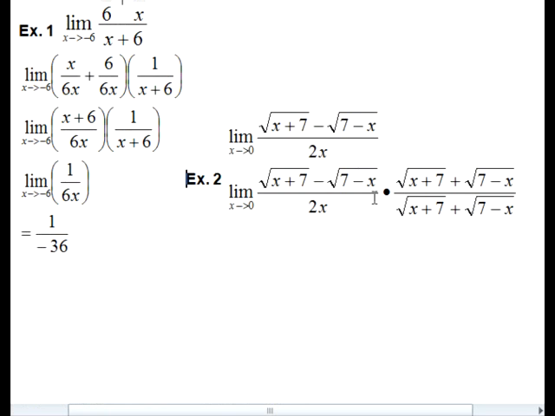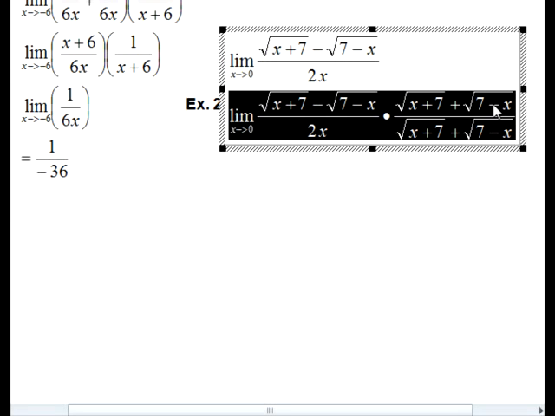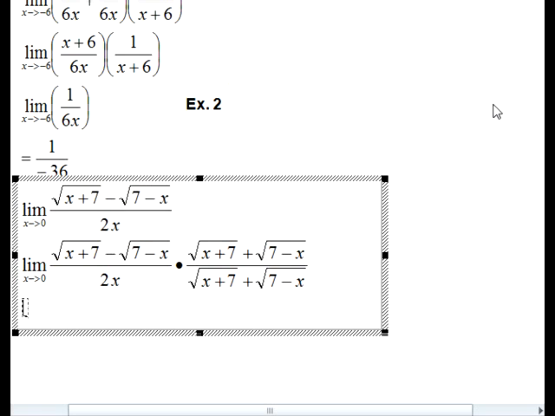The reason I did that, please note the square roots don't actually change. The only thing that changes is the sign in between, the negative changes to a plus. We're going to do a difference of squares there.